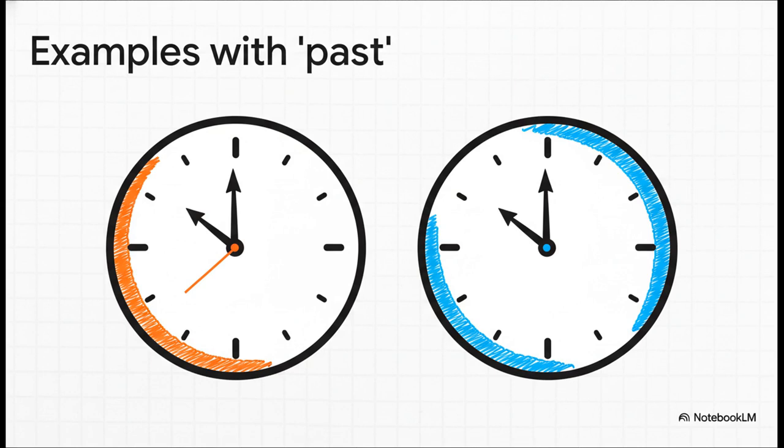Okay, let's look at the past side first. The formula couldn't be easier. It's just minutes past hour. So 3:10, it's 10 past 3. And 5:20, it's 20 past 5. You see that pattern? It's really consistent.